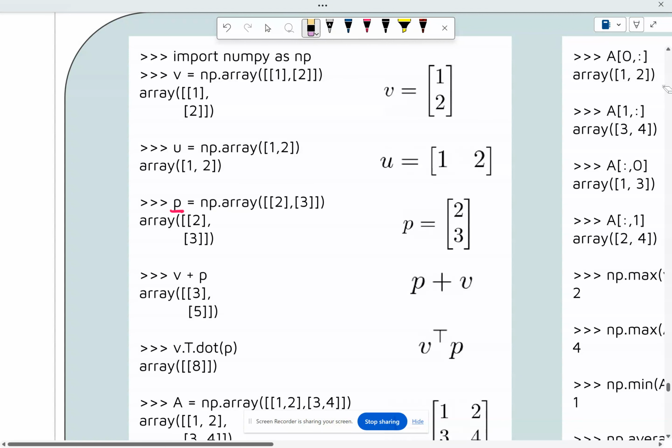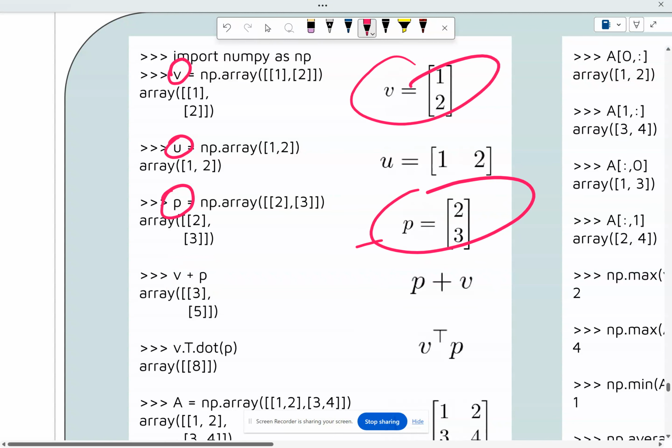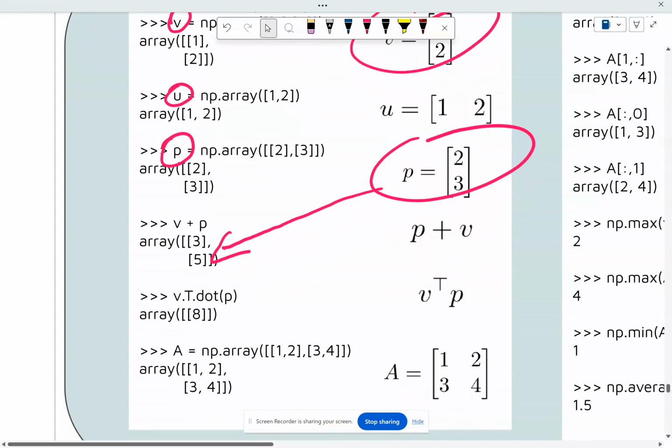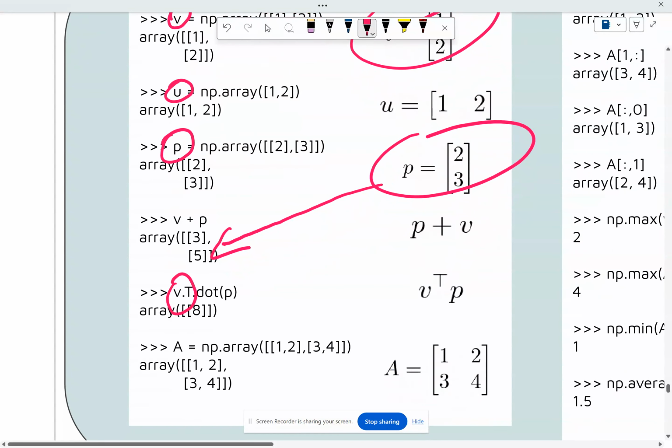What is magical is once you have defined these variables V, U, and P, when you want to do addition or subtraction, you simply write V plus P, which will create the operation, and you will see that V plus P gives you the result here. Or you can do the dot product. So you take V, remember you have to do the transpose, and then you dot P, and this gives you the result, V dot P.